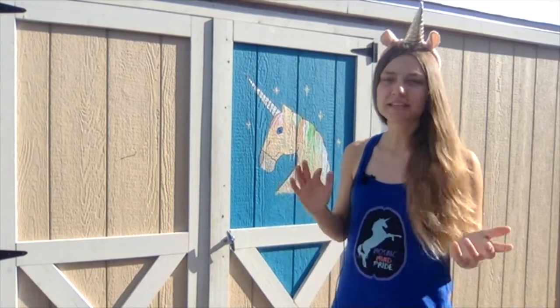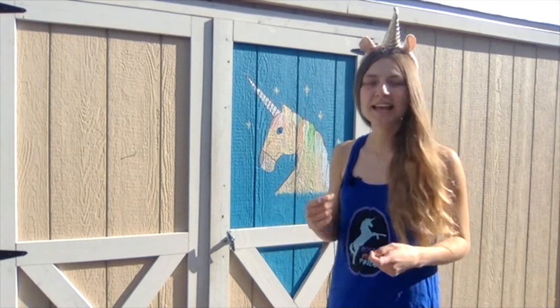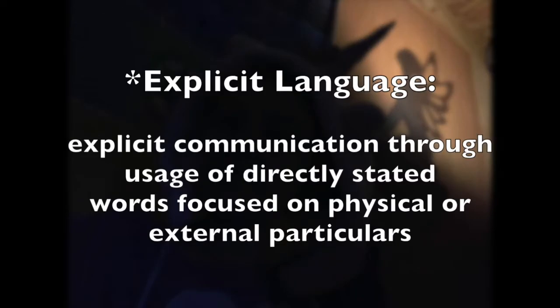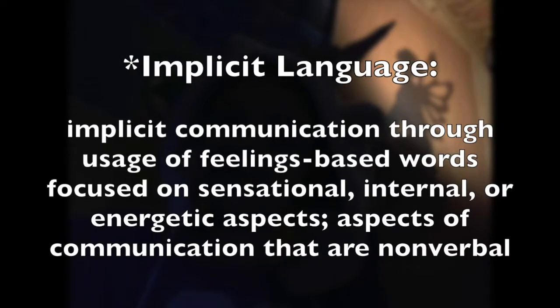Within this explicit and implicit communication are implicit and explicit language. I describe explicit language as the explicit communication through usage of directly stated words focused on physical or external particulars. And I describe implicit language as the implicit communication through usage of feelings-based words focused on sensational, internal, or energetic aspects, or the aspects of communication that are nonverbal.